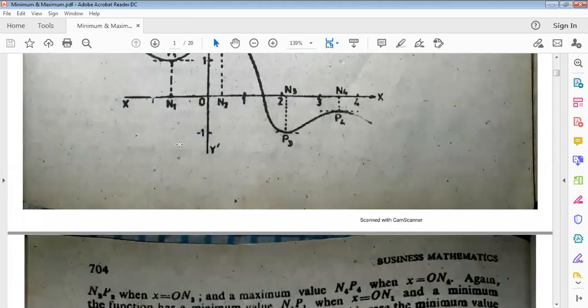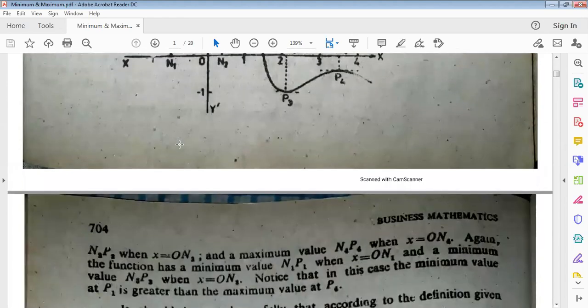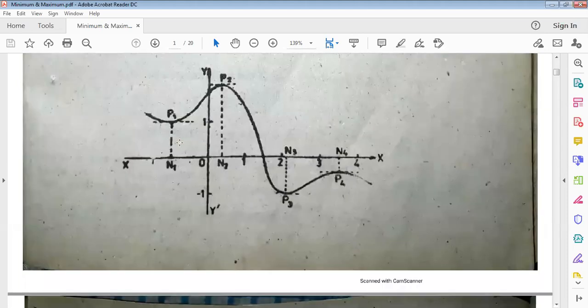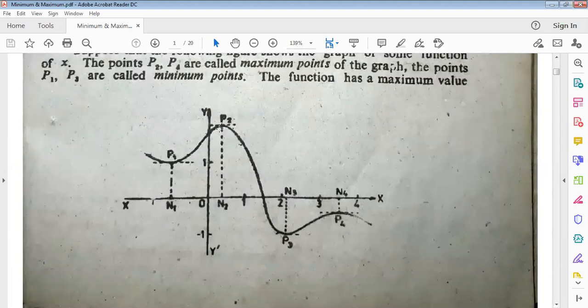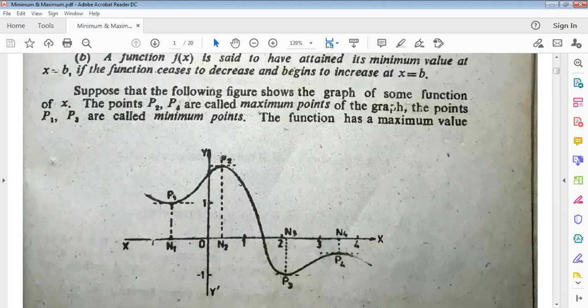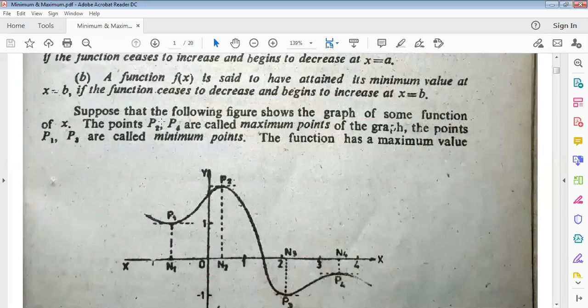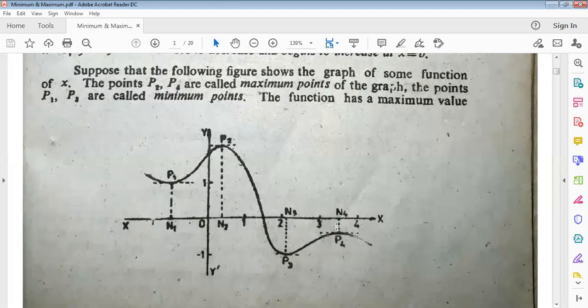Actually, in this figure, we see that there is a point P2, another point P1, and also P3 and P4. Now, what is maximum and what is minimum? Suppose the following figure shows the graph of a function of x and the points P2, P4. Actually, this is the x-axis and y-axis.